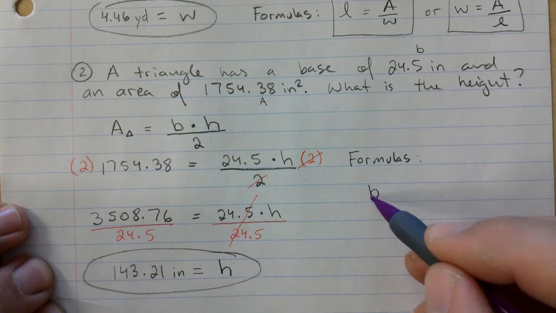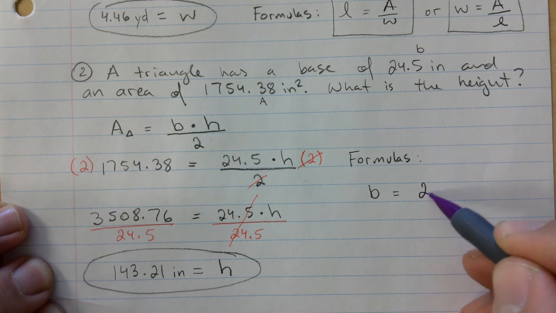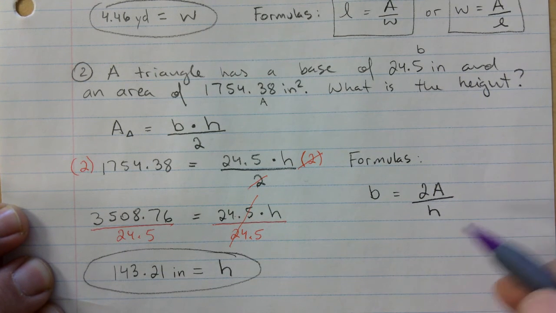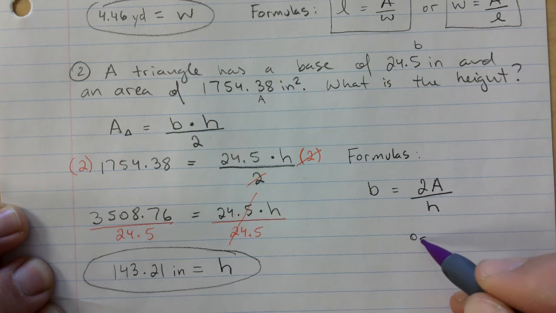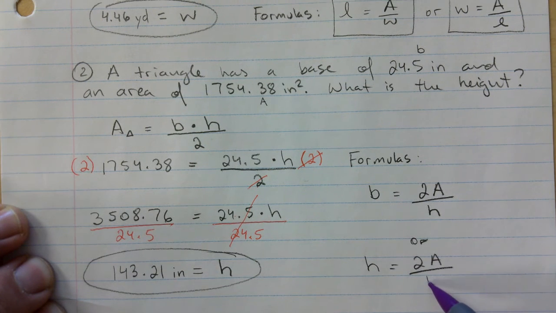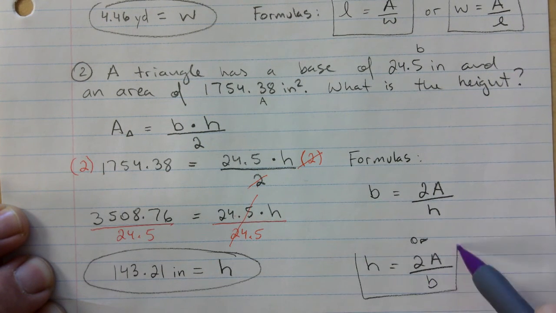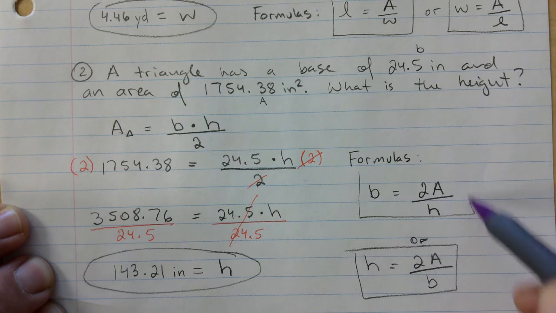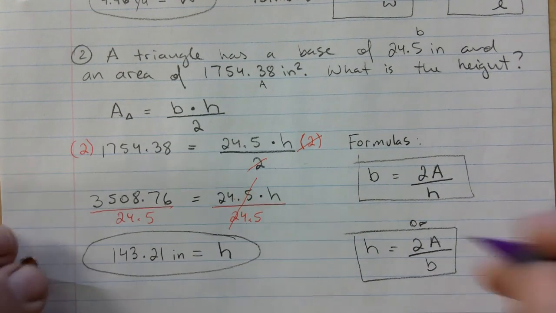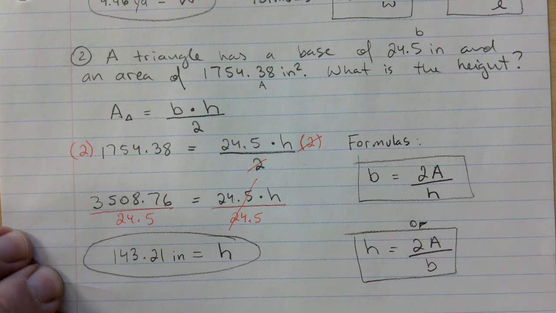If you want to find the base, you will always have to go 2 times the area divided by the height. Or to find the height, you'll always have to go 2 times area divided by base. I know I gave you these. I'm just not sure if this says or here. Okay.